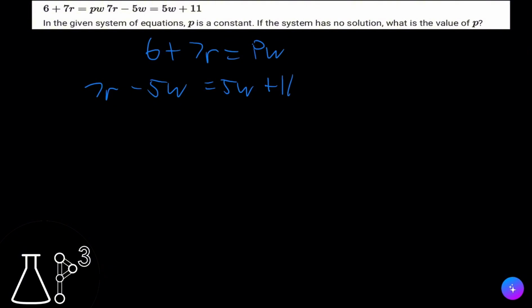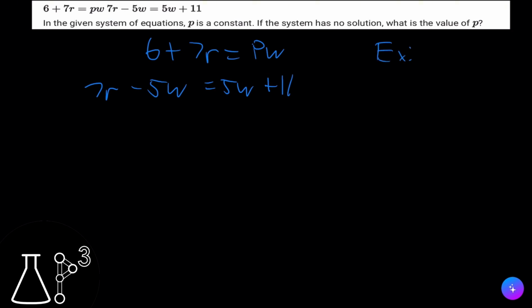In the given system of equations, p is a constant. If the system has no solution, what is the value of p? So I love these types of questions because any constant, any number that doesn't have a variable, doesn't matter. I will show you an example of what I mean.